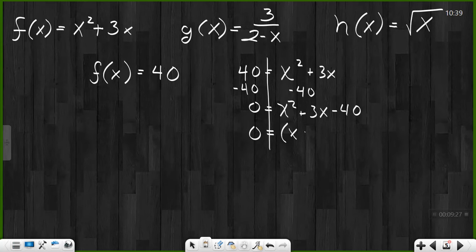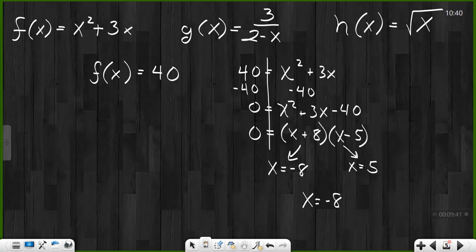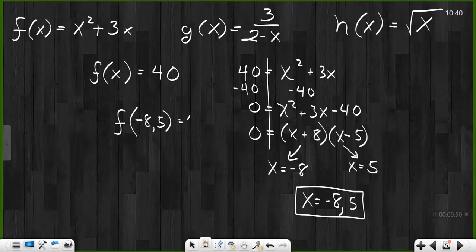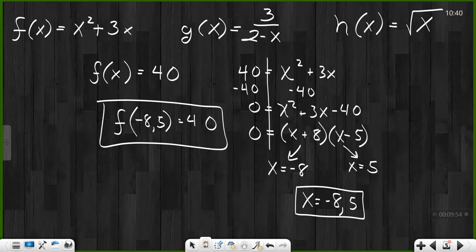Because here I am just factoring my quadratic once it was set equal to 0 so that I can apply the zero product property to find the 2 values of x that make this true. And in this case, we find that x could be negative 8 or x could be 5. 2 options. If I wanted to write it in relation notation, I could write f of negative 8 or 5 gives me an output of 40. And that's what I'm looking to do there.